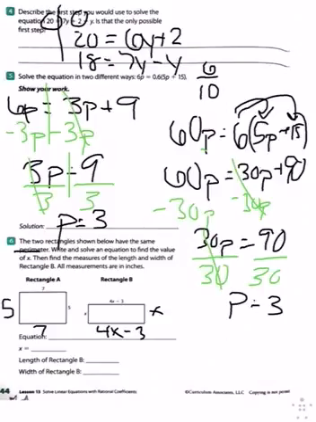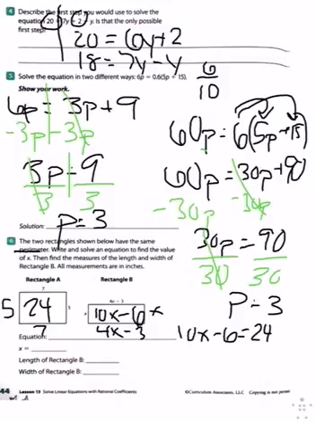Perimeter means the outside edges. So I'm going to add up all of my outside edges. 7 plus 7 plus 5 plus 5 gives me 24. And in rectangle B, 4x and 4x, and then x and x, gives me 10x. And then negative 3 and negative 3 give me negative 6. So my equation is going to be 10x minus 6 equals 24, because it told me the perimeters are the same.